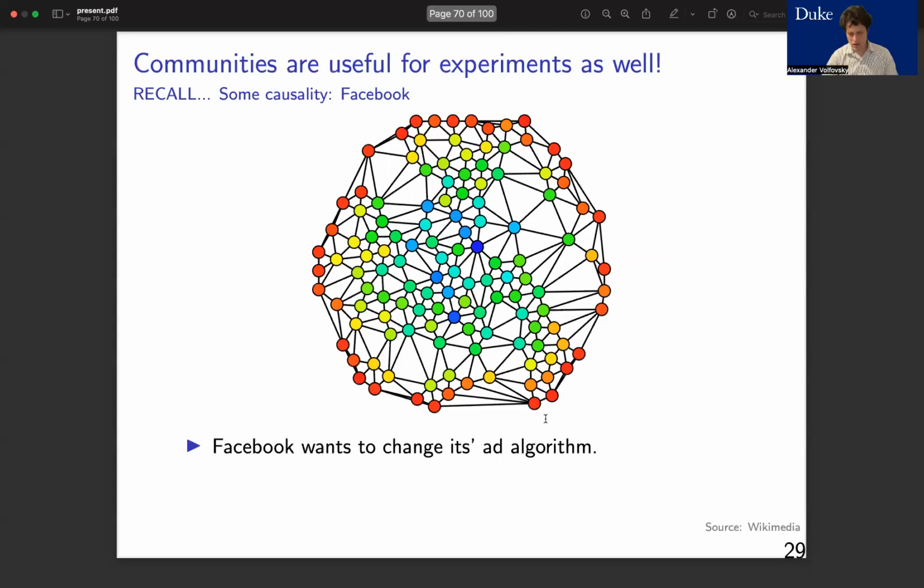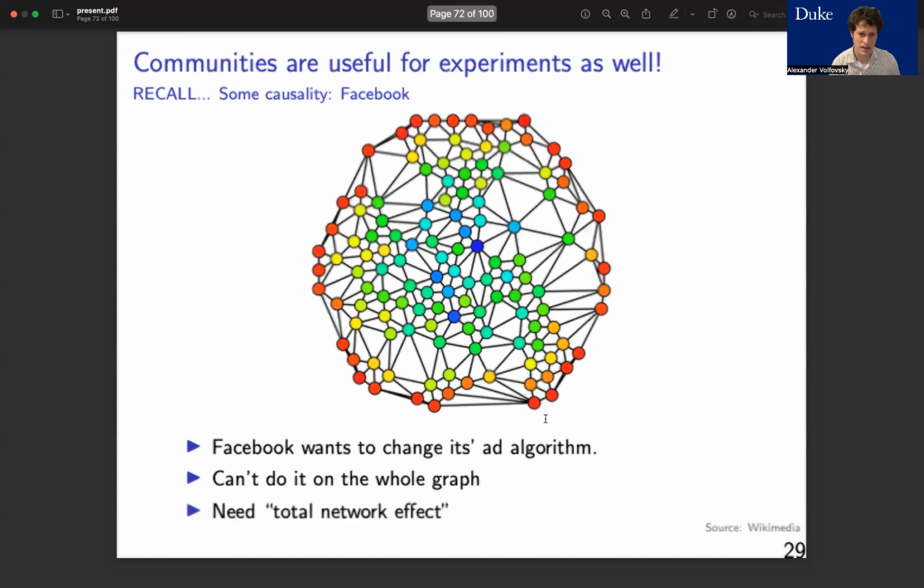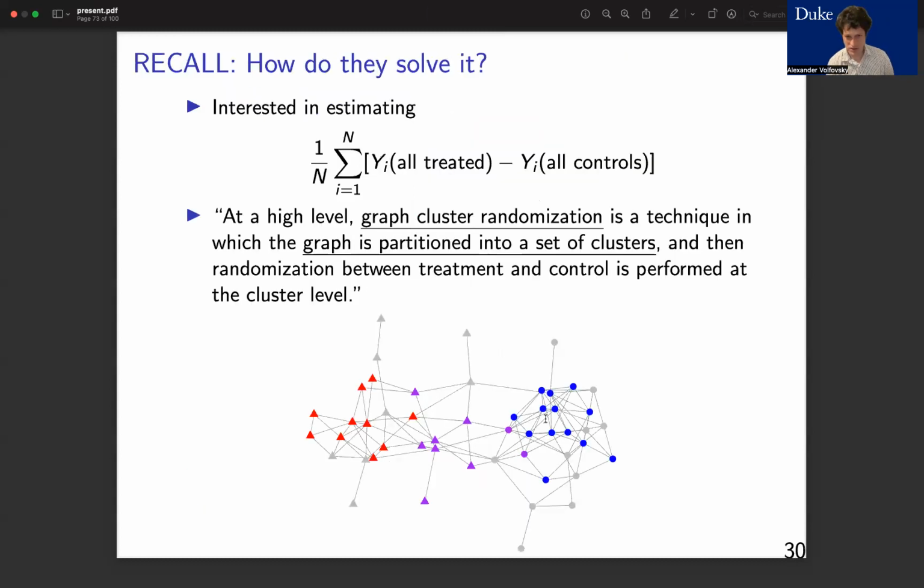So recall, say you're at Facebook, you want to change your ad algorithm, and you can't do it to the whole graph, so you have to figure out a way to estimate the total network effect without doing that. Graph cluster randomization suggests that you take a network, cluster it into small universes, and then randomize each of those small universes into treatment or control. And then you can compare outcomes between the treated and control individuals.